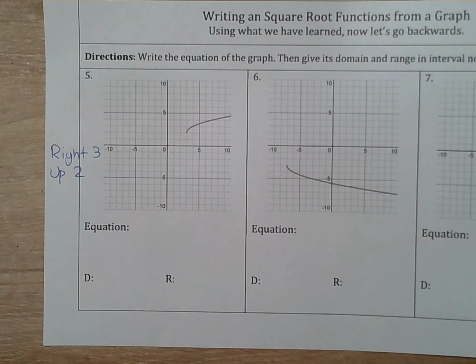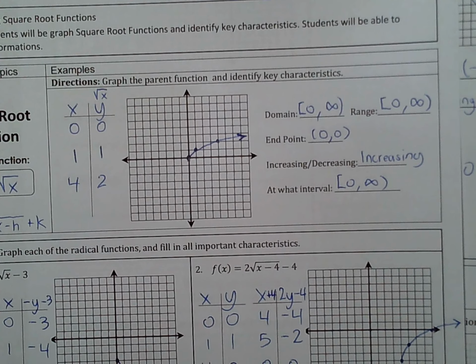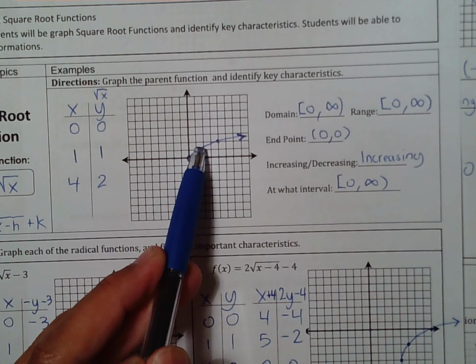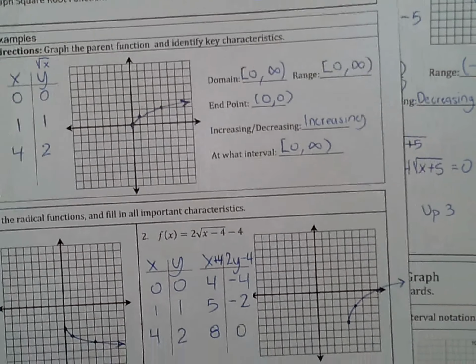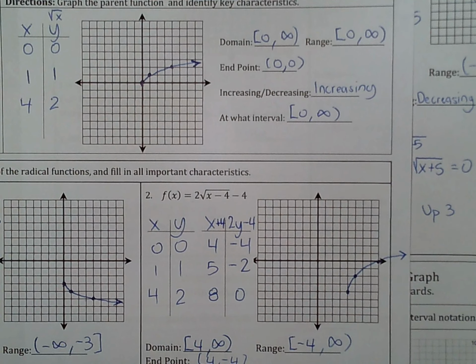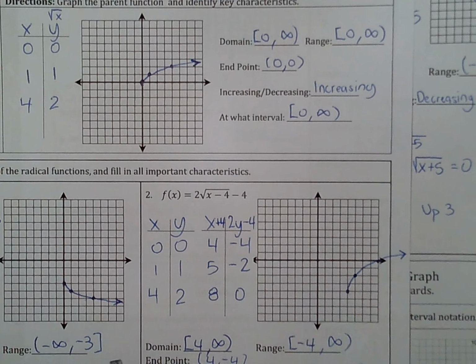So if we think back to our parent function, I'm just going to flip to the other page. Here it is. When we first started off, this is a way to tell whether it's vertically stretched, right? Usually we go across one and then up one. But if we notice over here on question number 2, we went across one and then up two. So hopefully you can see how, if it's stretched by 2, instead of going across one, up one, it goes across one, up two.